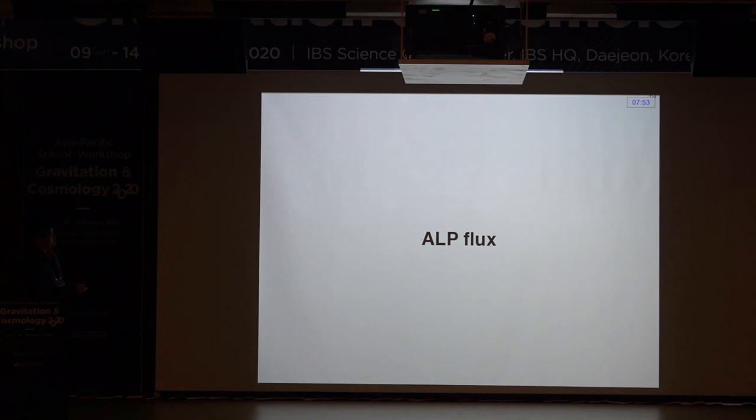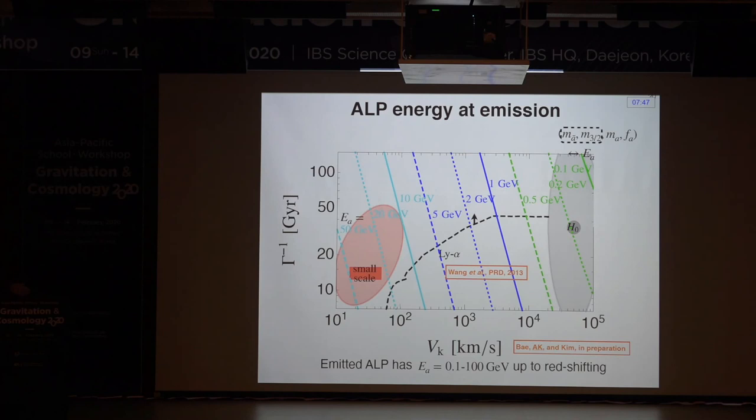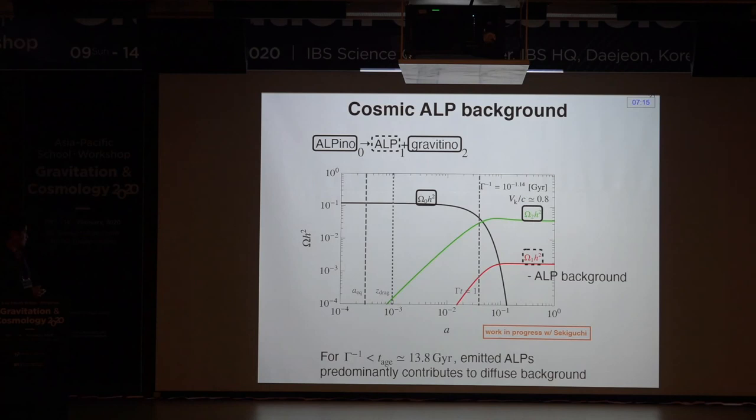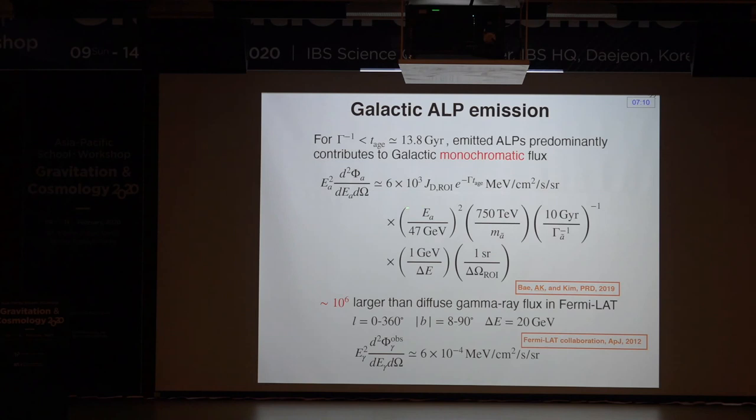So in the last 7 or 8 minutes, let me explain how to see it in this model. Compared to the mother particle mass, here I plot the energy of the emitted axion-like particle. It ranges from 100 MeV to 5 GeV. So basically, this decay of the mother ALP, the mother axion-like particle, to the gravitino gives us a GeV range axion-like particle flux. And the flux is actually very high, because if we take the lifetime around the age of the universe, then all the dark matter emits this axion-like particle. So this flux is actually 10 to the 6 times higher than the observed gamma ray flux.